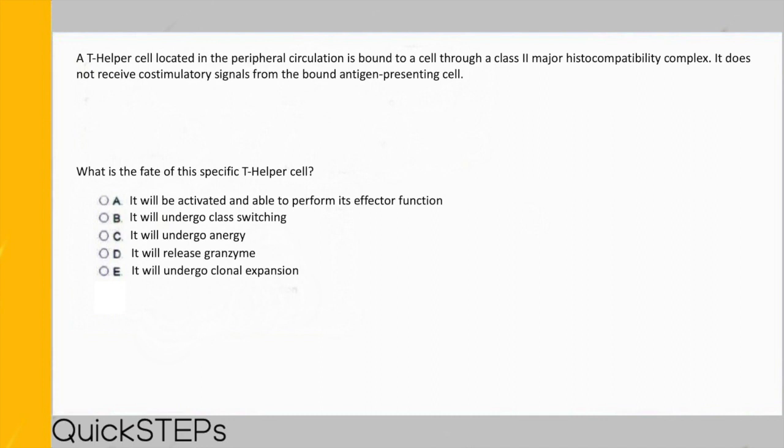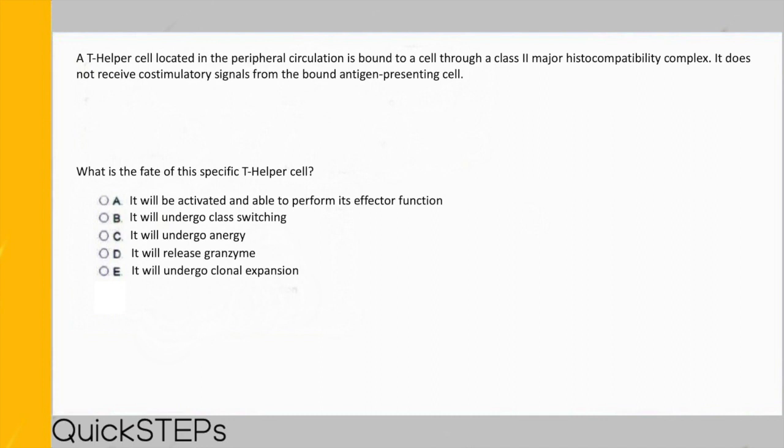So, a T helper cell located in the peripheral circulation is bound to a cell through a class II major histocompatibility complex. It does not receive co-stimulatory signals from the bound antigen presenting cell. What is the fate of this specific T helper cell? A, it will be activated and able to perform its effector function. B, it will undergo class switching. C, it will undergo anergy. D, it will release granzyme. E, it will undergo clonal expansion.